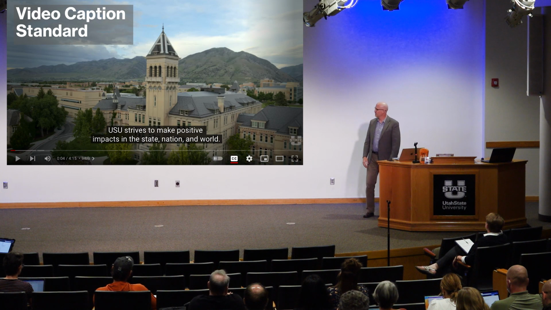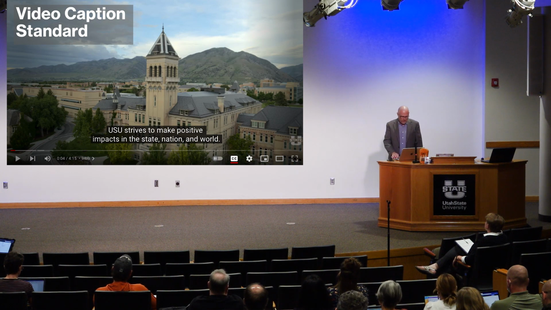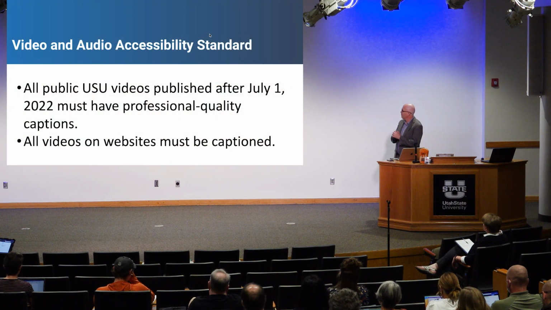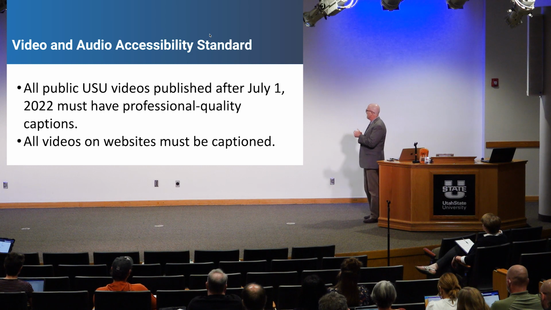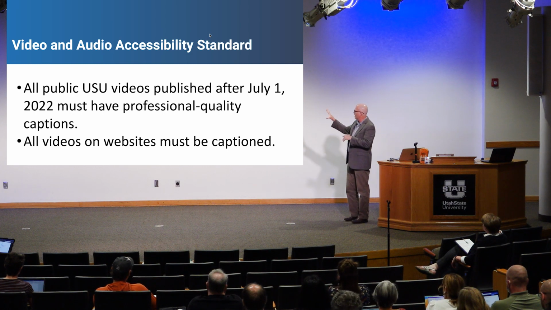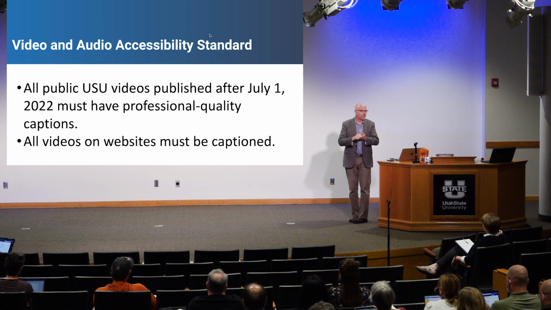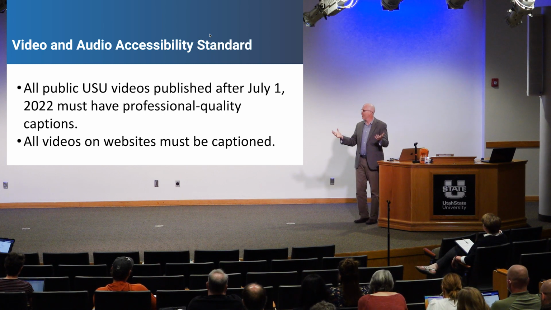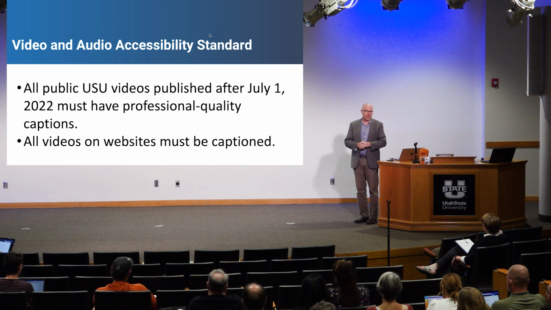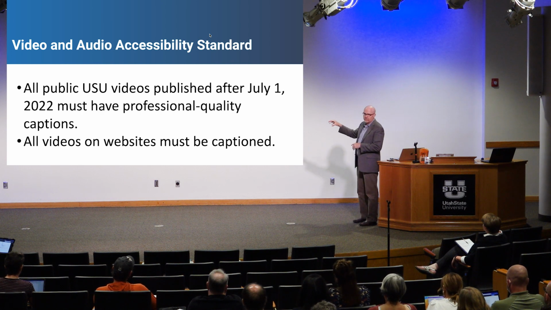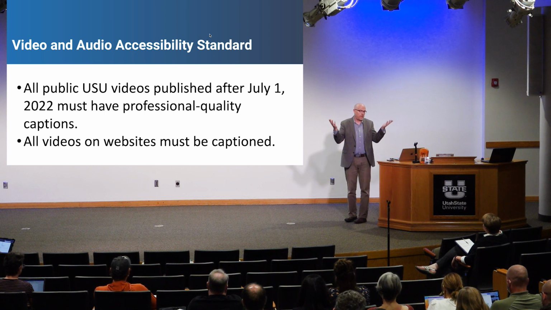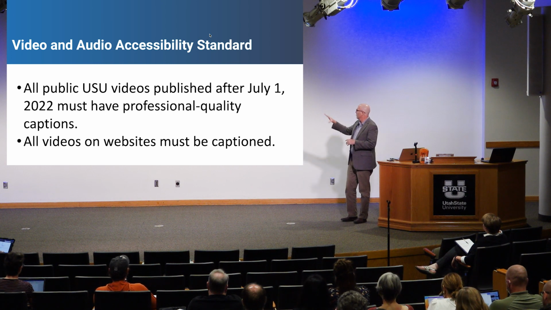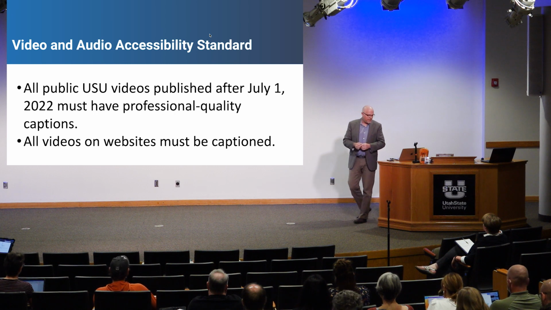Maybe at one point, especially, and we'll talk about how we do some of this. But I think most people who are involved with captions know about this standard now. It was implemented in July of last year, and basically states a couple of key things I'll highlight here. All public USU videos published after July of last year have to have professional quality captions on them. And also, all videos on websites must be captioned. So there is a category of legacy videos, as we call them, that were published before July that may not need captions. It's still great and best practice if you can. But if those legacy videos are on a website, then they would need to be captioned.